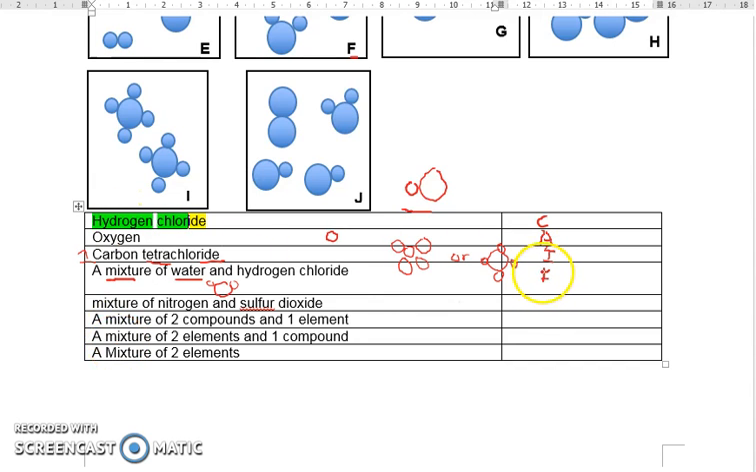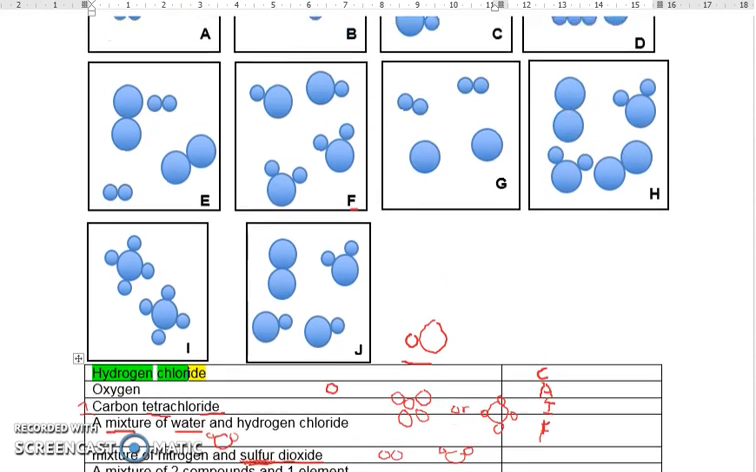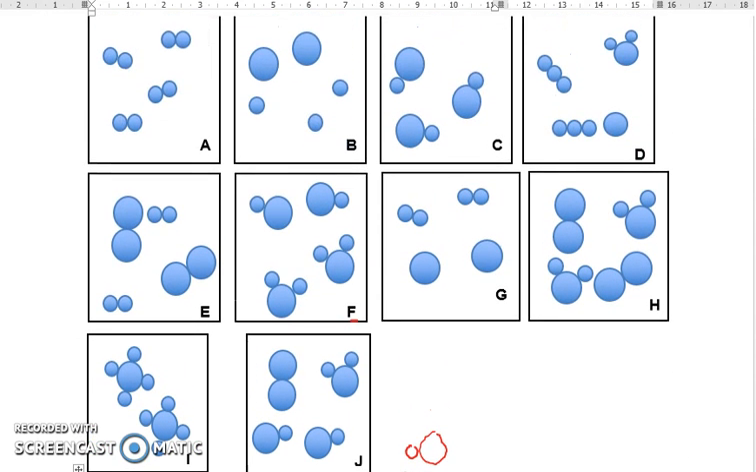Now similarly, for the mixture of nitrogen and sulfur dioxide, nitrogen exists as diatomic molecule, and sulfur dioxide looks quite like water because there's 1 sulfur and 2 oxygens. So again, we are looking at this, the diatomic molecule, and a Mickey Mouse shape because there's 1 sulfur and 2 oxygens. So which one looks like it? It will be H.